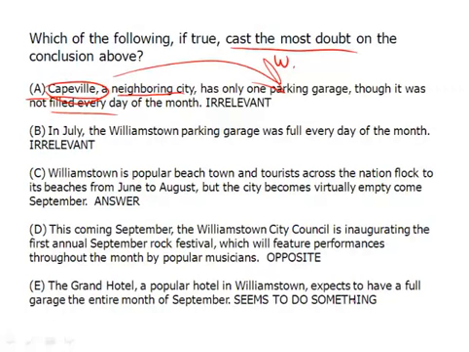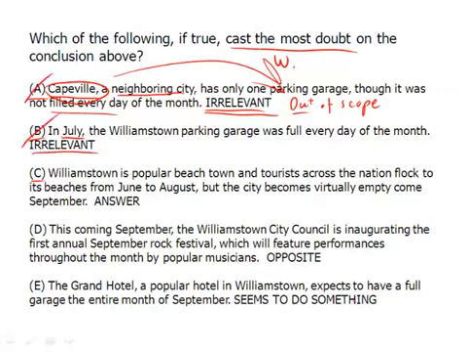Capeville is irrelevant. And so this is one of the most common types of wrong answers. Sometimes I also use the word out of scope, meaning that there is a scope of the argument, things that are relevant, and then there are those things that are irrelevant, which are out of scope. So those are the two terms. But for here, I will use irrelevant. B. In July, the Williamstown parking garage was full every day of the month. Notice this is July. What is that going to tell us about September? Nothing. And so again, irrelevant. Let's get rid of both of those guys.